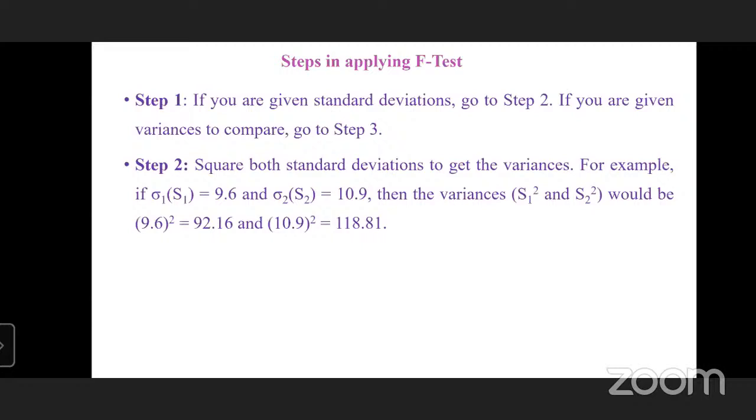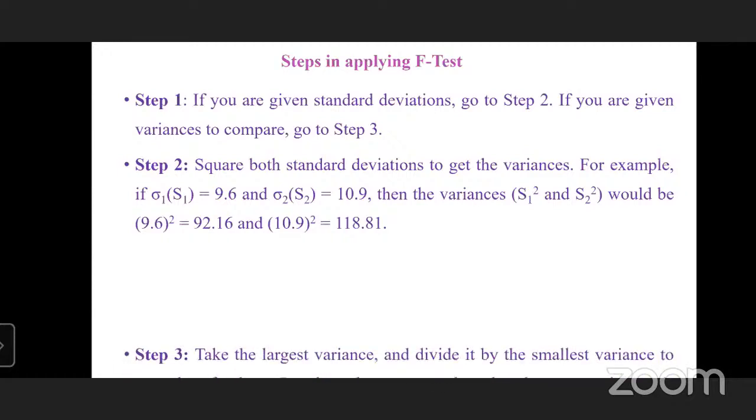स्टेप 2. Square both standard deviations to get the variances. जर स्टँडर्ड डेव्हिएशन दिले असतील तर त्याचं व्हरायन्स करून घ्या, स्क्वेअर करून घ्या. मग S1 ला सिम्बॉलिकली सिग्मा 1 म्हणतात, S2 म्हणजे सिग्मा 2 असं देखील म्हणतात. त्याचा स्क्वेअर करा, म्हणजे S1 स्क्वेअर आणि S2 स्क्वेअर. तुम्हाला स्टँडर्ड डेव्हिएशन दिलं, पहिलं आहे 9.6, दुसरं स्टँडर्ड डेव्हिएशन आहे 10.9. या दोघांचा स्क्वेअर केला तर पहिल्याचा स्क्वेअर आहे 92.16, दुसऱ्याचा स्क्वेअर आहे 118.81. हे दोन आहेत व्हरायन्सेस.